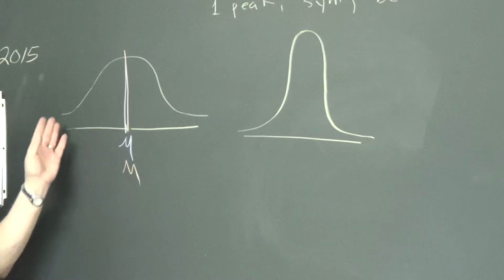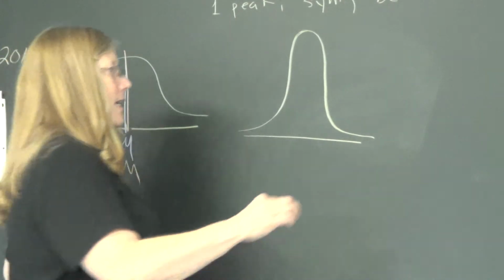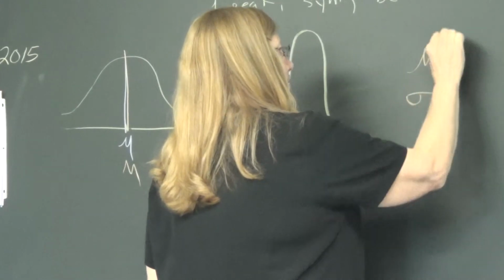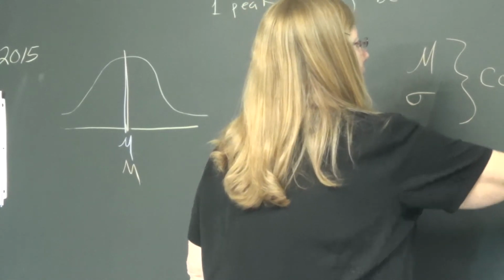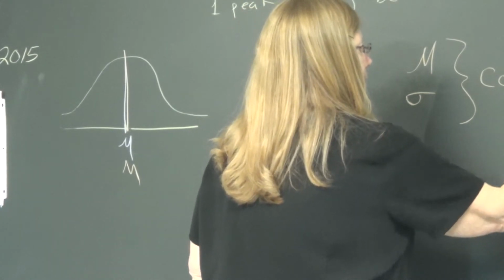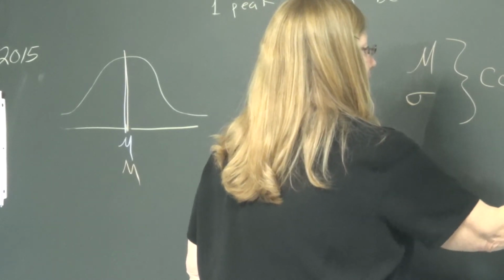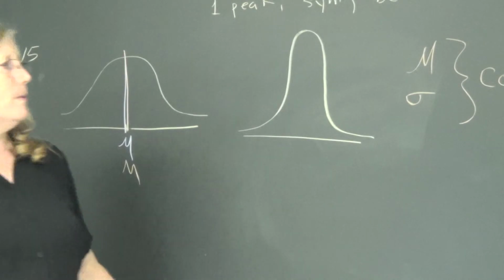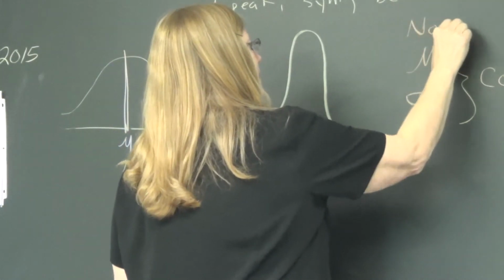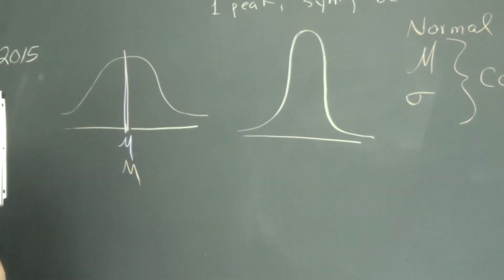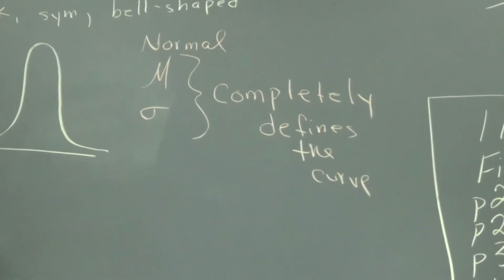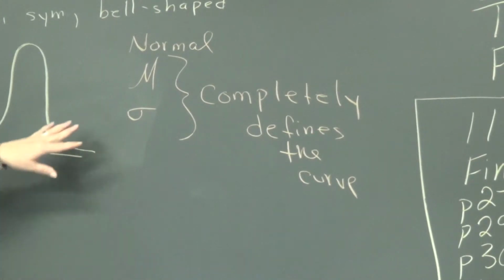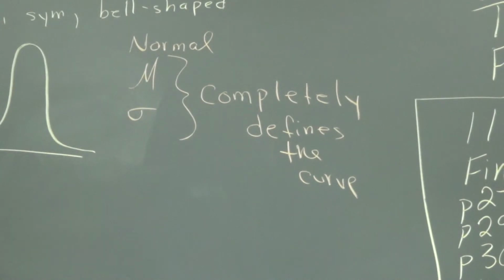If I tell you that I have a normal curve and I give you the mean and the standard deviation, this completely defines the curve. If you could draw the normal curve with this given mean and standard deviation, you'd all have exactly the same curve. So the mean and the standard deviation completely define the curve.